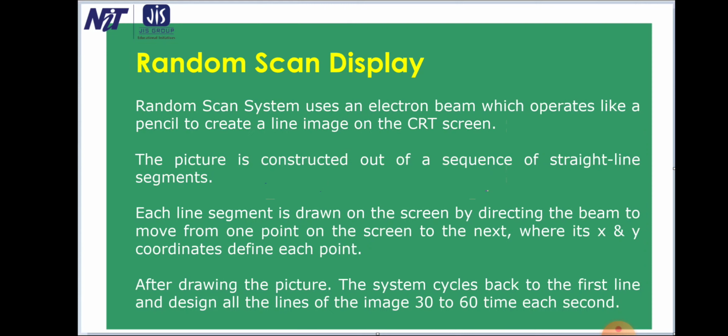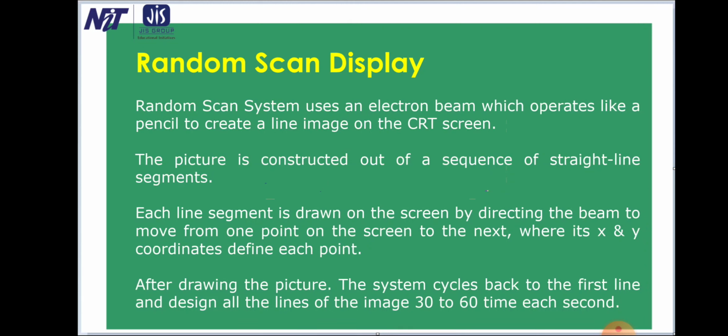After drawing the picture, the system cycles back to the first line and draws all the lines of the image 30 to 60 times each second. So in this way the random scan display works.